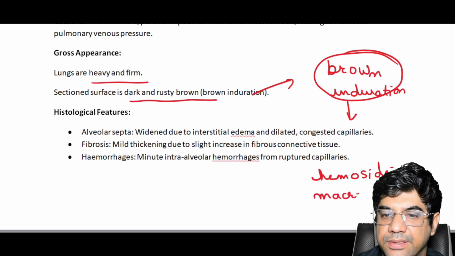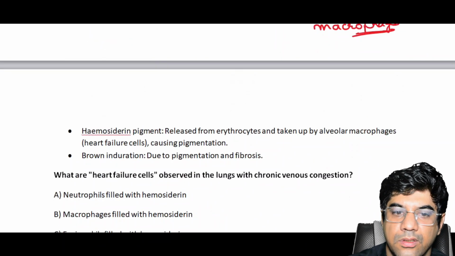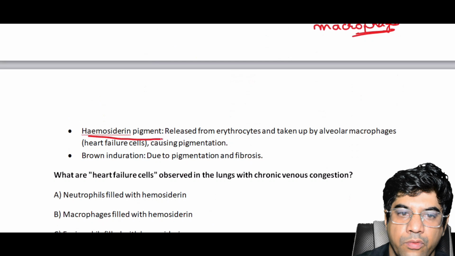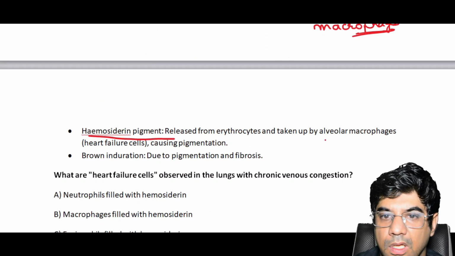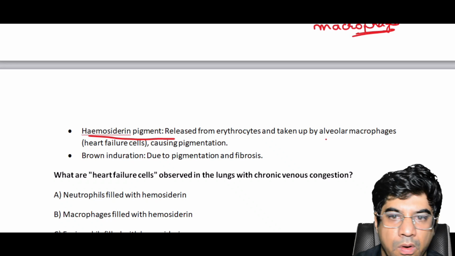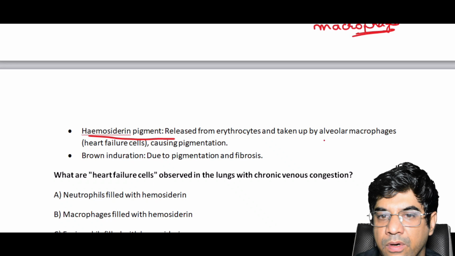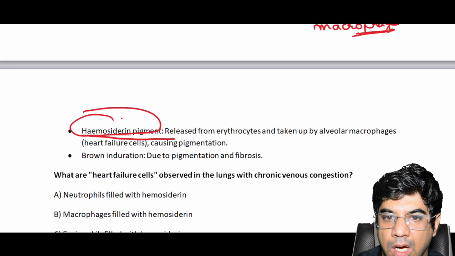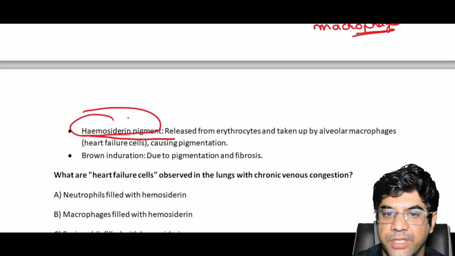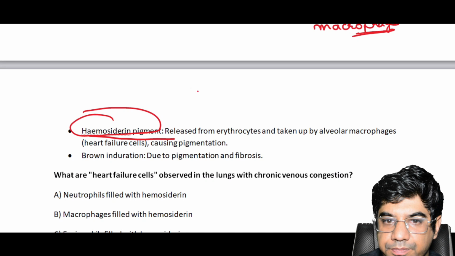So remember, this brown induration is caused by hemosiderin-laden macrophages within the alveolar space. So you will see there is chronic leakage of red blood cells and subsequent breakdown of hemoglobin that results in accumulation of hemosiderin-laden macrophages within the lung tissue.